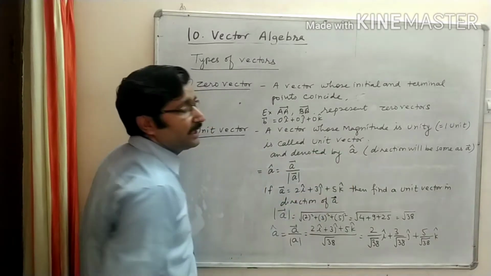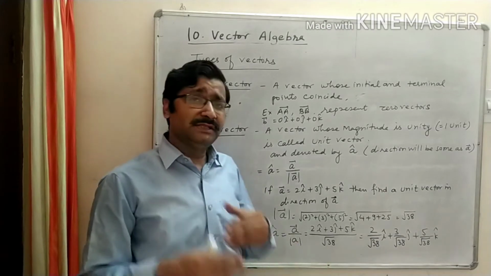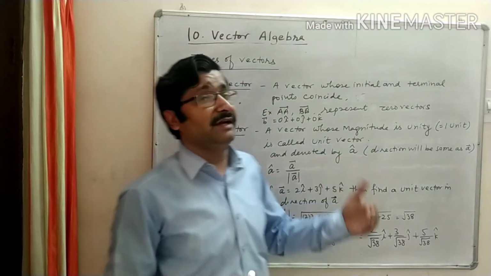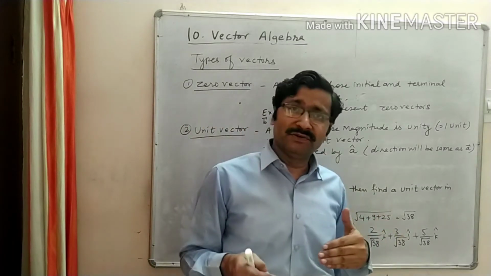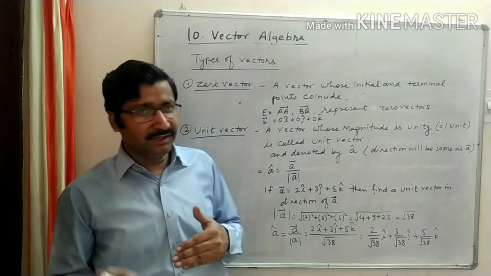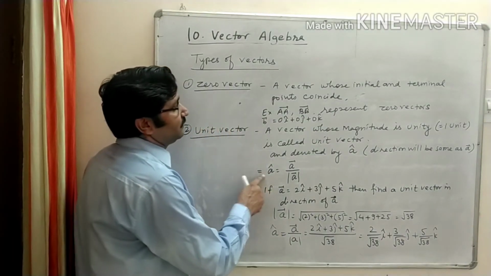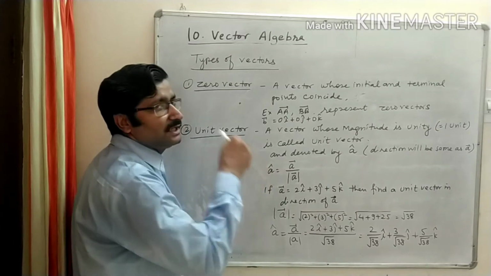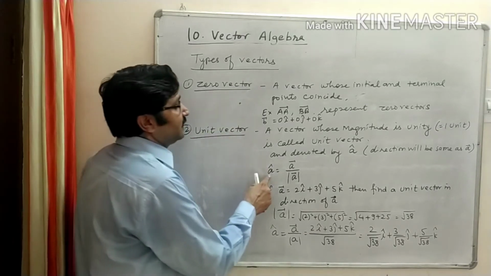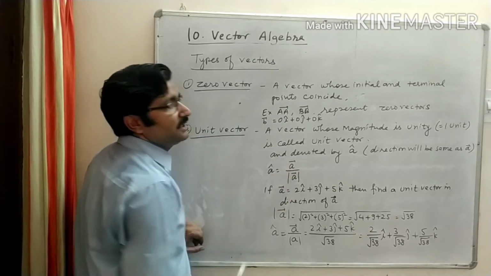Look here, a unit vector is denoted by a cap. A cap means the direction. What is the direction of a cap? The direction will be the same as the a vector. If a vector is given to you and you have to find a unit vector in this direction, then you can find it. Look here how we can find it. Here a cap means a unit vector in the direction of a vector. So the unit vector a cap will be equal to a vector upon modulus of a vector.